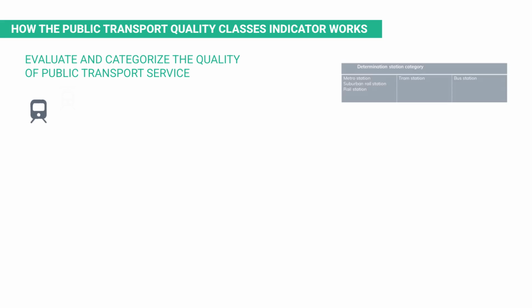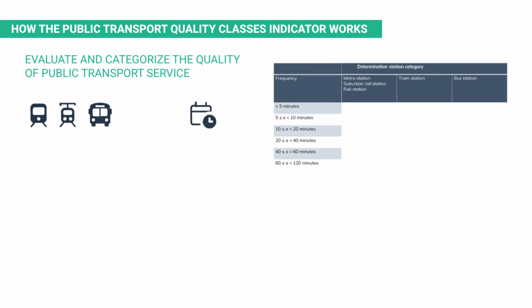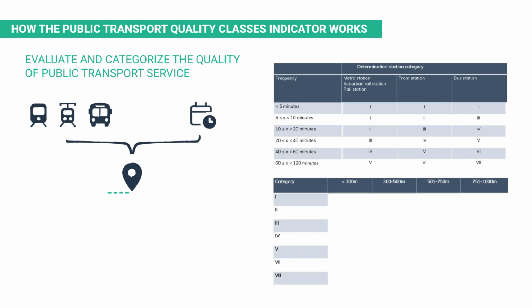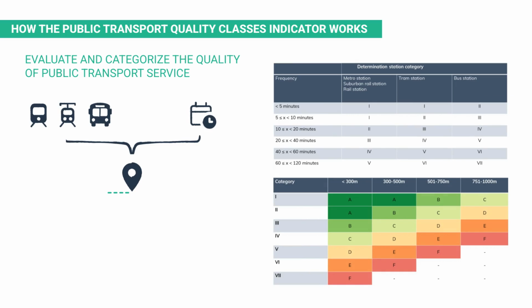It takes the type of transportation modes and their frequency at a stop to determine the stop's category. Better categories have high-capacity transportation modes and more frequent departures. Then it takes the distance from a stop, and considering the stop categories determines the quality classes. In GOAT, the distances can be calculated based on buffer distances or the real street network.